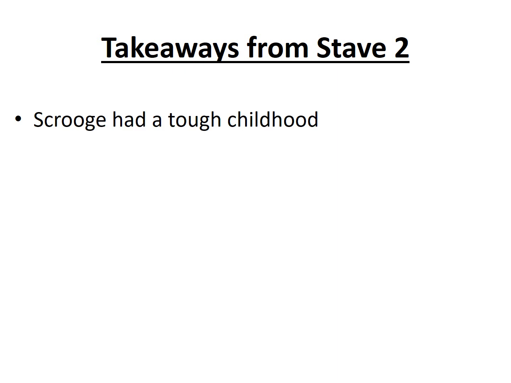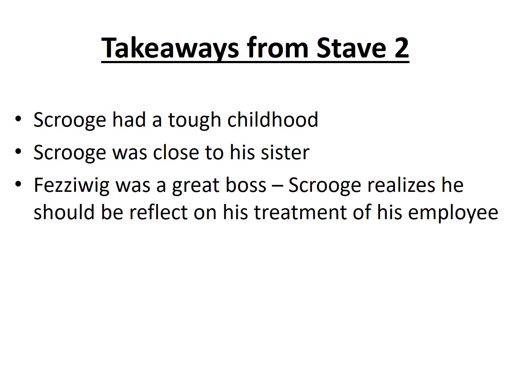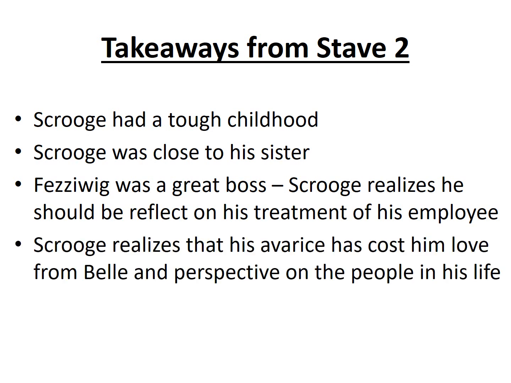So what are the takeaways from Stave 2? Yes, Scrooge did have a tough childhood. He was close to his sister. We wonder why he doesn't care more for Fred. Fezziwig was a great boss, and Scrooge realises he should be mirroring Fezziwig's kindness more to Bob. Scrooge realises also that avarice has cost him love and perspective on the people in his life that he should care more about.